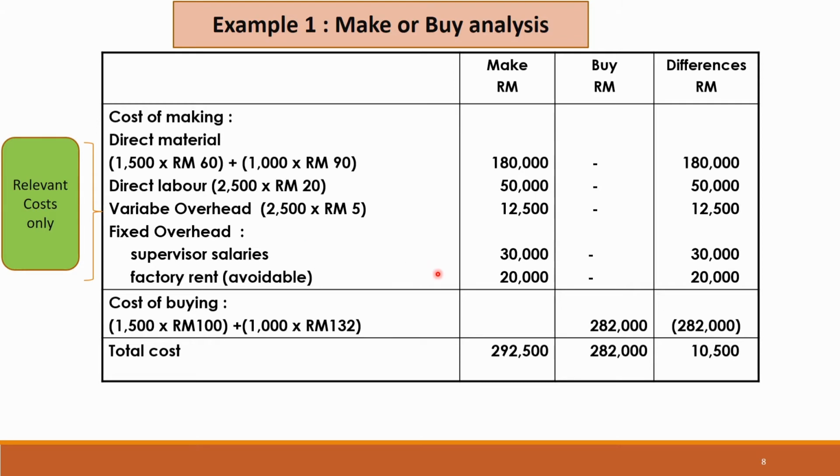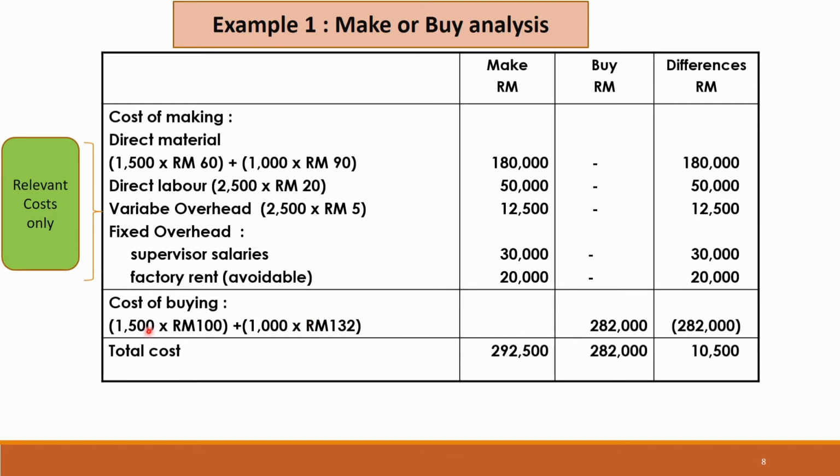And we have to record the cost of making, 30,000 and 20,000. And you can see that the depreciation is not recorded because depreciation is irrelevant cost and should be eliminated from the analysis because we are showing the relevant cost only. And the total for making is 292,500.